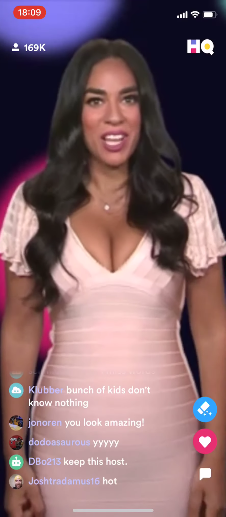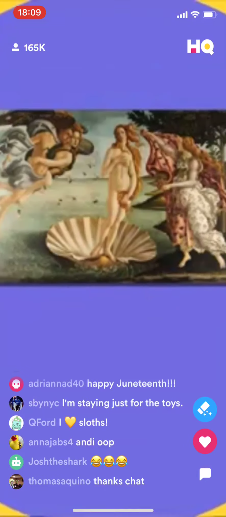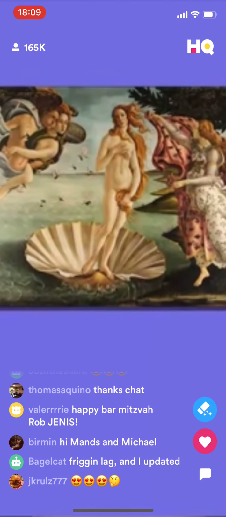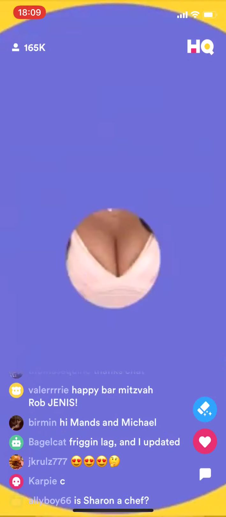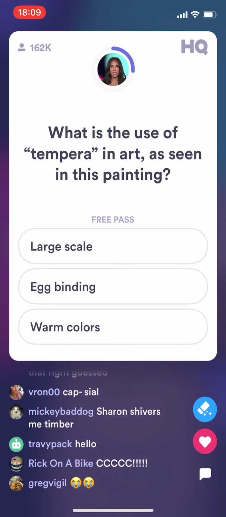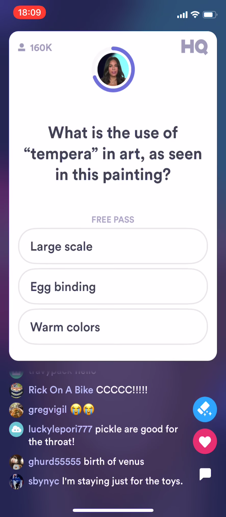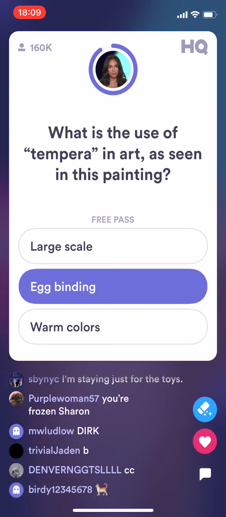That's right. Q7. What is the use of tempera in art as seen in this painting right here? Take a look at that. Yeah, pretty picture, isn't it? Large scale, egg binding or warm colours. What's the use of tempera in that pretty picture right there that you just saw?